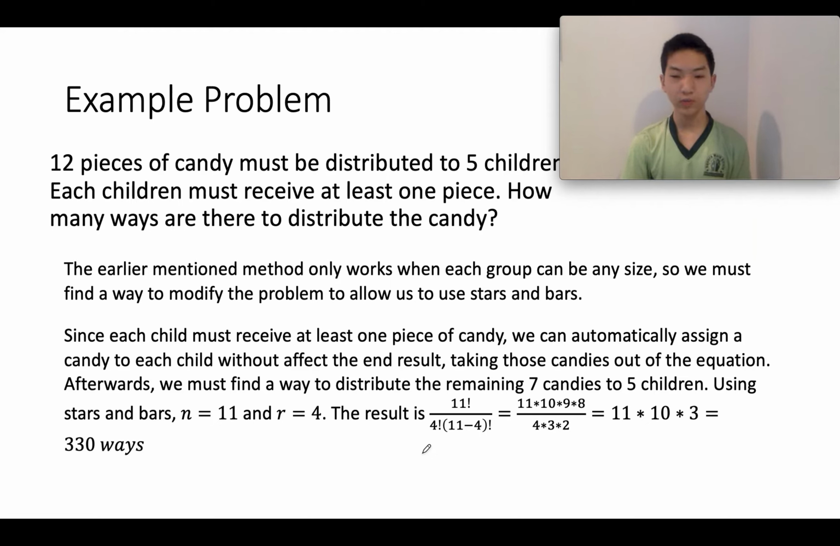So really, whenever you see a problem that has a minimum number of items per group, you could just distribute those minimum items per group before using the stars and bars. If you still don't understand this, I'd heavily advise you to search online for more explanations and example problems involving the stars and bars, because it's quite an important formula that comes up.